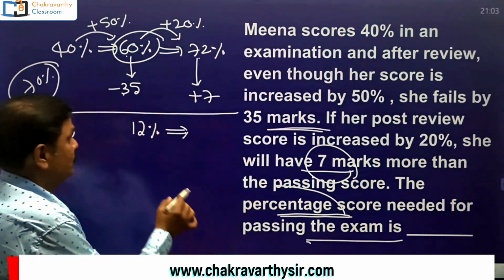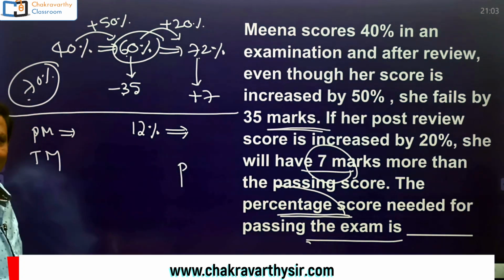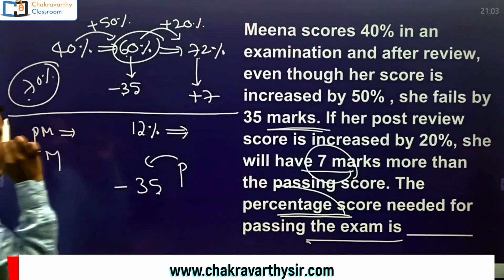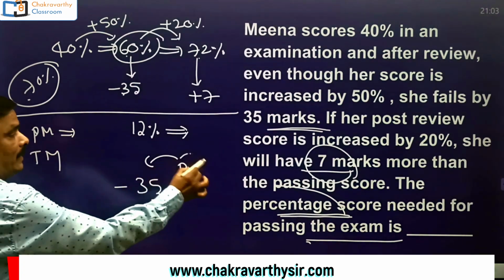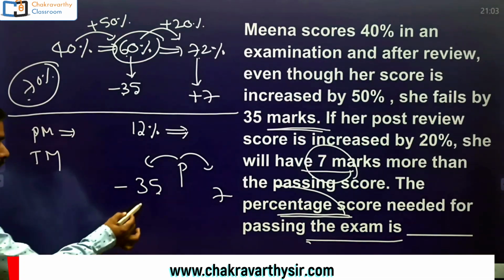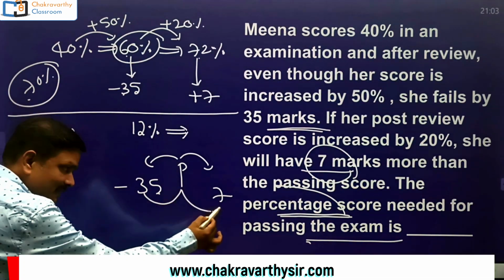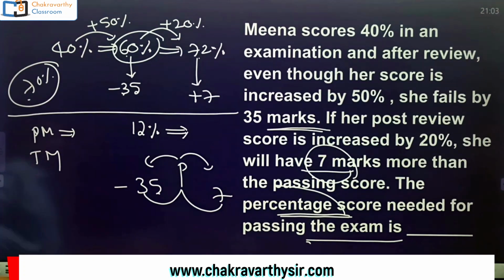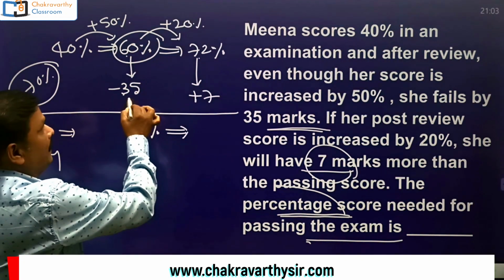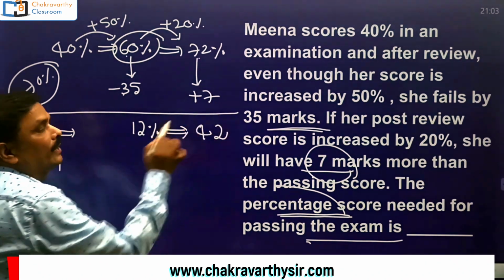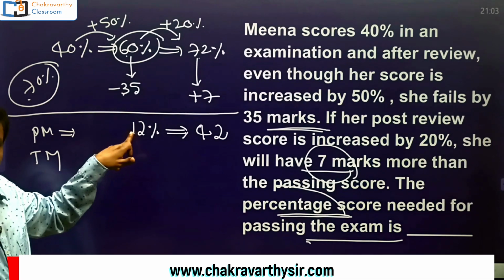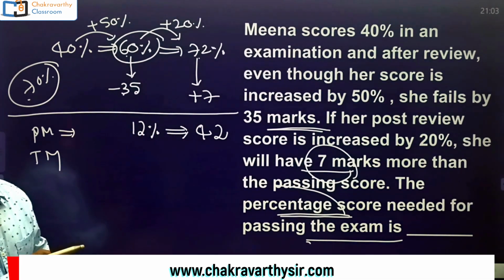How? Suppose this is the pass mark. In one case 35 less than pass, in the other case 7 more than passing. What's the difference here? The difference is this 35 plus this 7. That is the difference. Now obviously the difference is 35 plus 7, 42. So percentage-wise, 12% of the total marks is equal to 42.